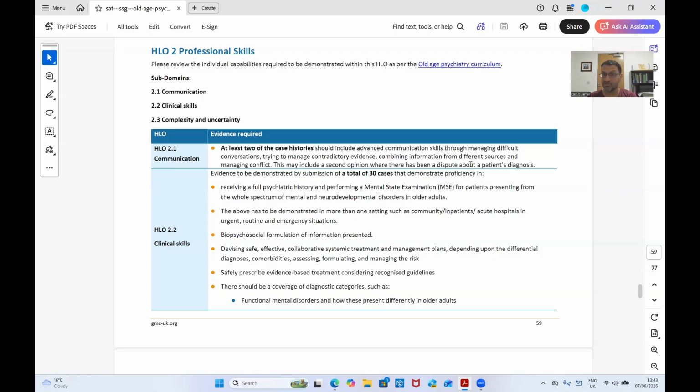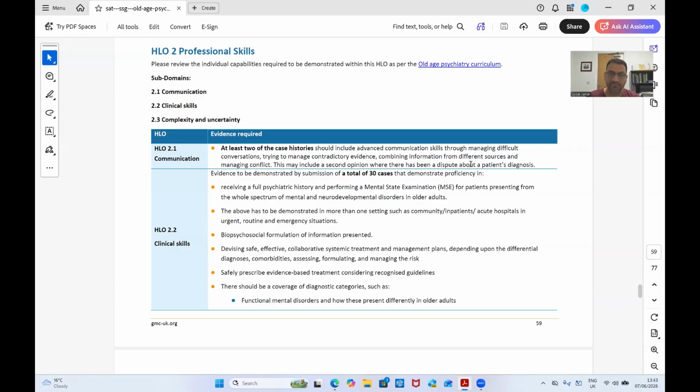The other issue is where there are some safeguarding concerns as well, and that is where you can include this. Although you have to submit one case history which is purely related to safeguarding, so that also we will talk about later.